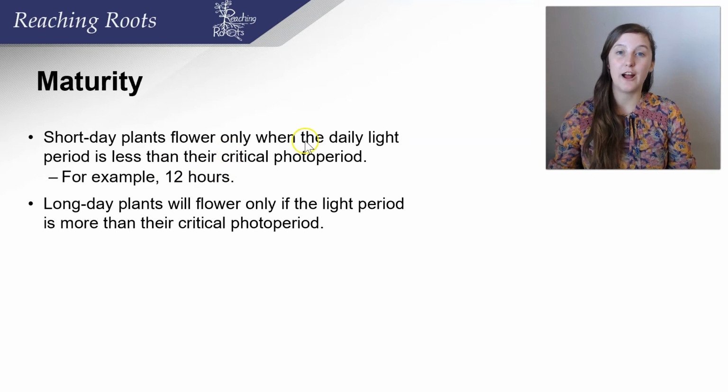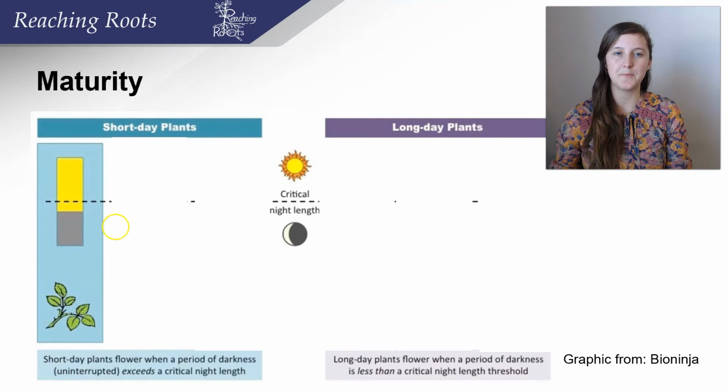Short day plants flower only when the daylight period is less than their critical photoperiod, for example, 12 hours. Long day plants will flower only if the light period is more than their critical photoperiod. Let's go through this example so that you understand. This is a graph showing how much light, shown in yellow, and how much dark, shown in gray, the plant gets, and when the plant flowers.